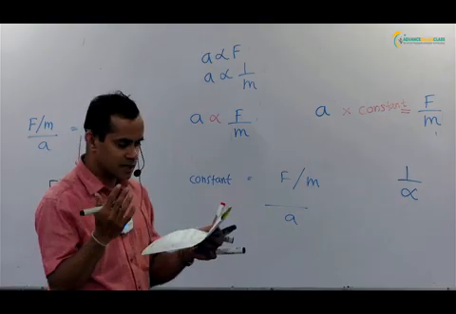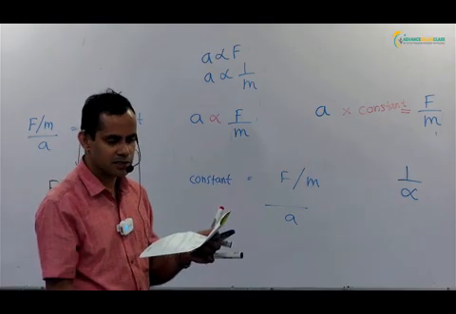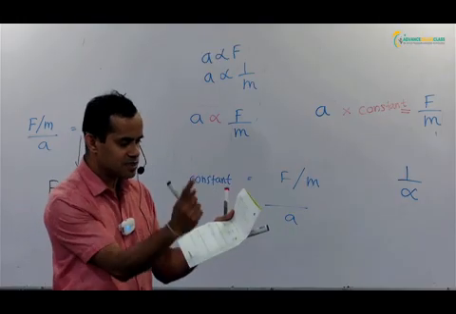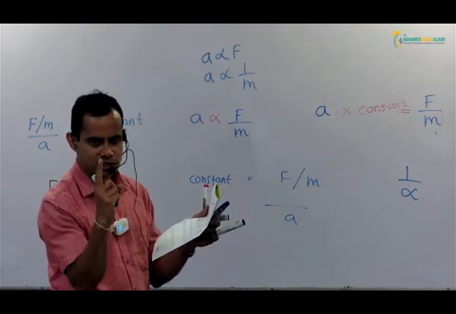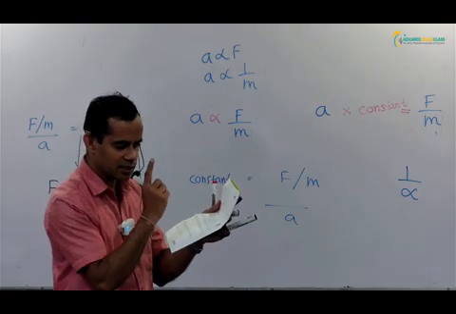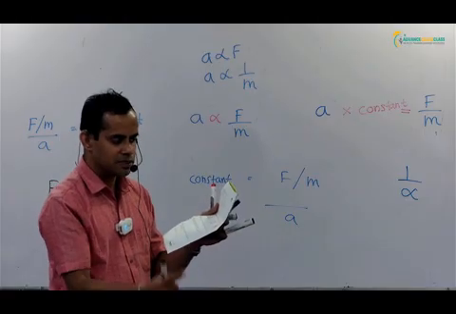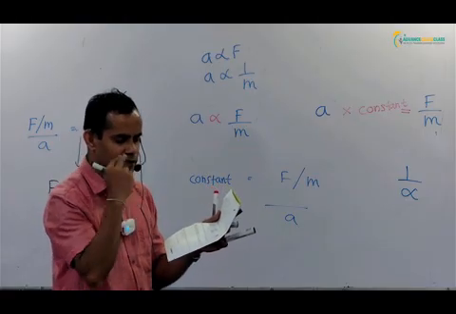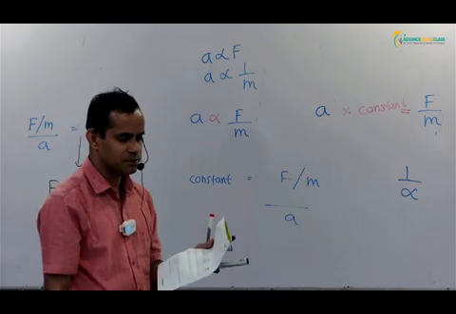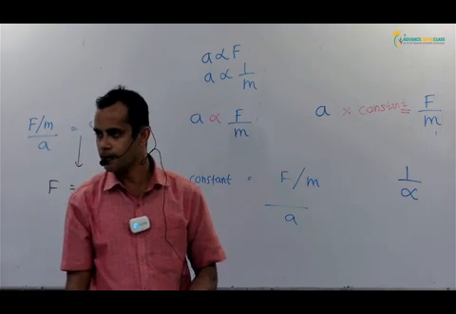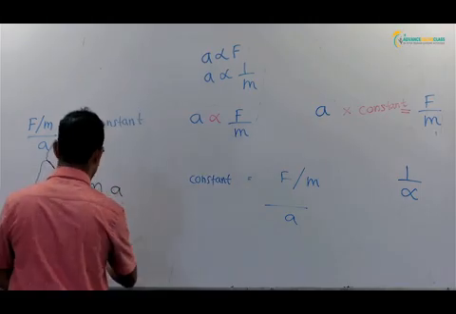Scientists defined the unit. What was the unit? Newton. And they said 1 Newton is the force needed to accelerate an object which is 1 kilogram by 1 m/s². You don't need to memorize this. This is from this.